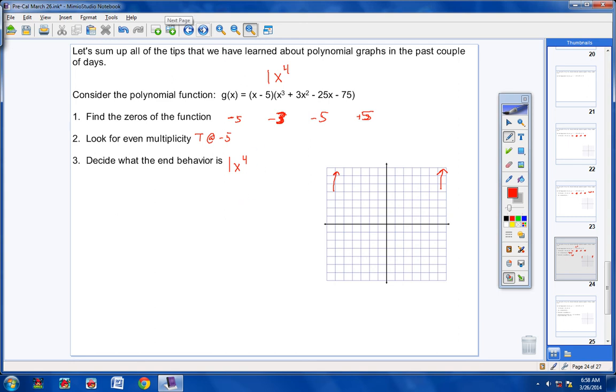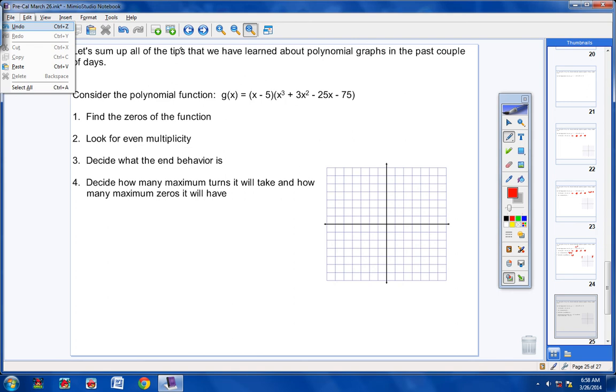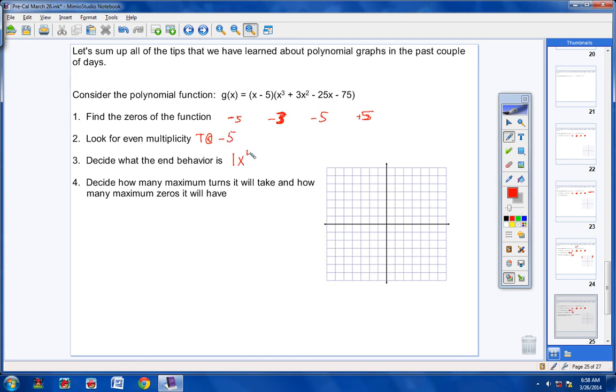I know I have to keep copying this stuff. I wish I would have thought of that, but I did not. So I have to write this again. Tangent at -5. The lead term is this, so I know it's going up and up. Now decide how many maximum turns it will take, how many maximum zeros it will have.